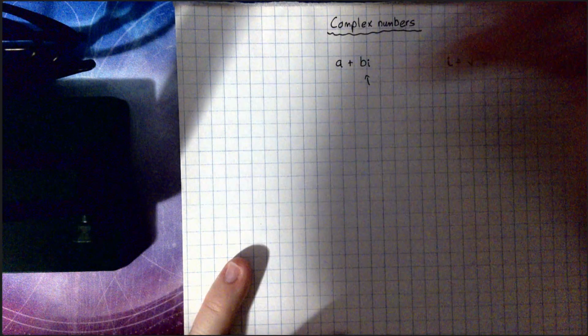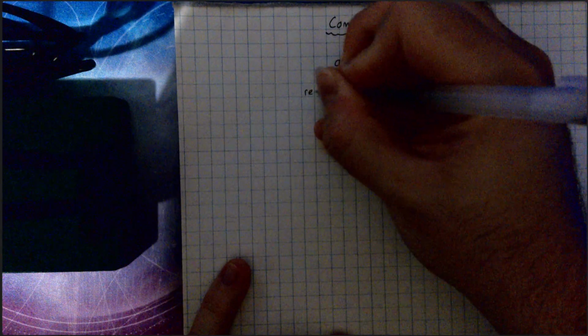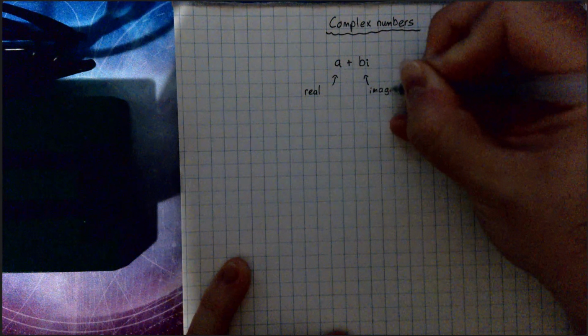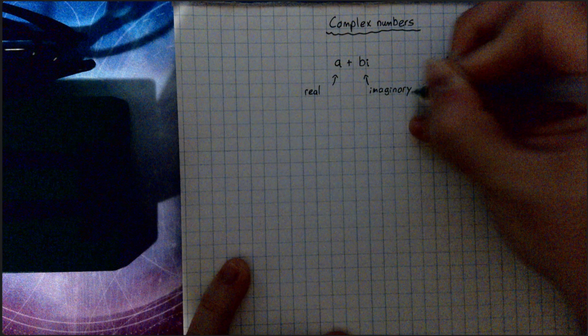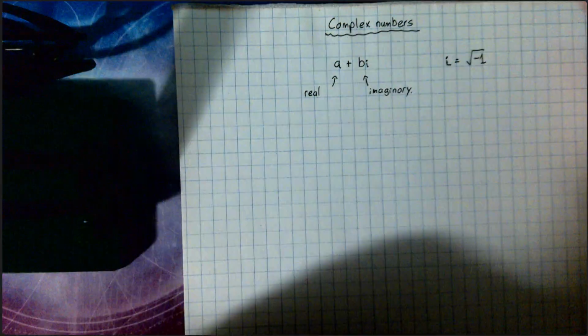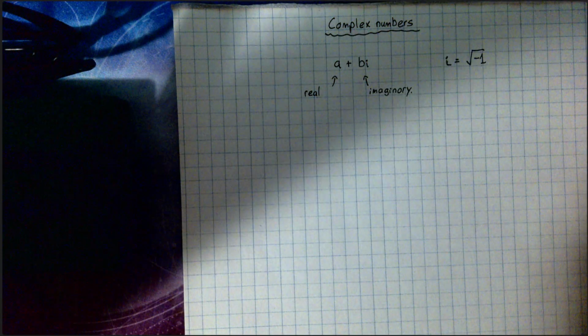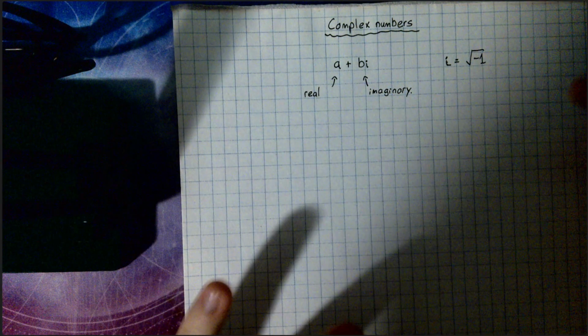So every complex number has two components: its real component and its imaginary component. Okay? And of course, sometimes you're going to get something that's just real or just imaginary, because one of these two coefficients could be 0. Okay? So we're going to start off with two simple examples.